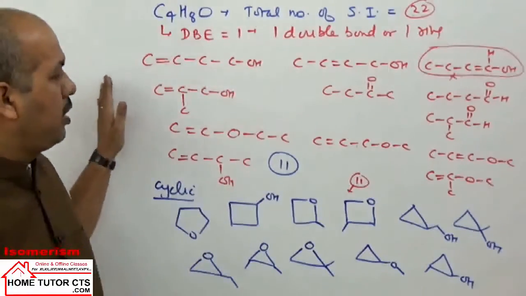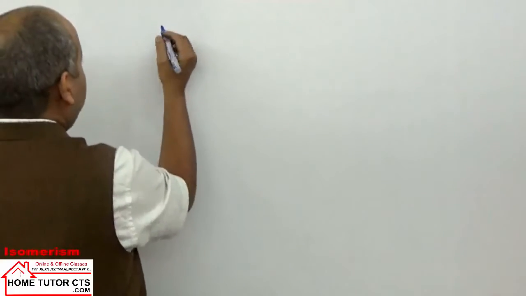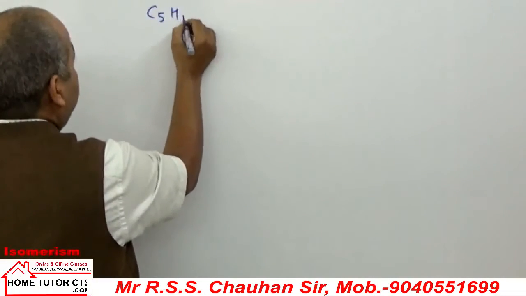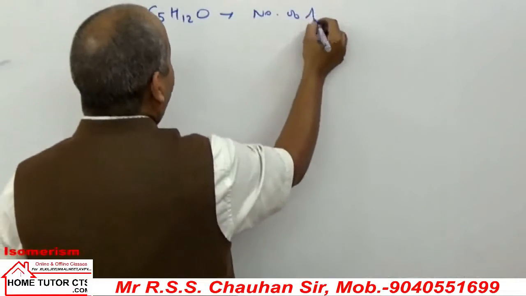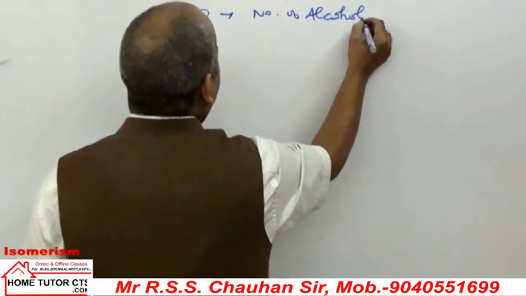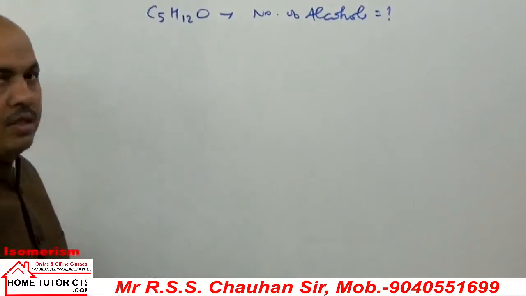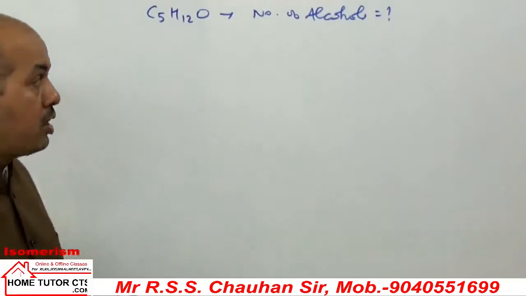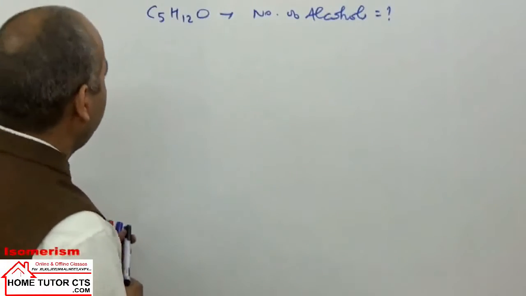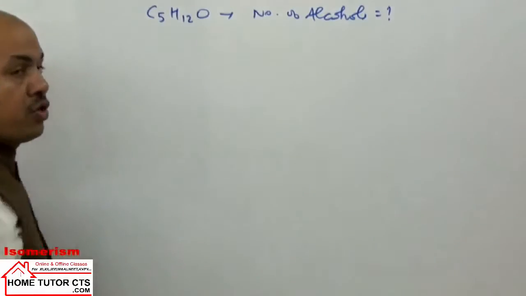Okay, let us take the next question. Now they ask you with some limitations, like if they ask a compound has the formula C5H12O, how many alcohols are possible? Number of alcohols means OH in the compound is the principal functional group, and the compound can be called an alcohol. So in this case, you try this question yourself.